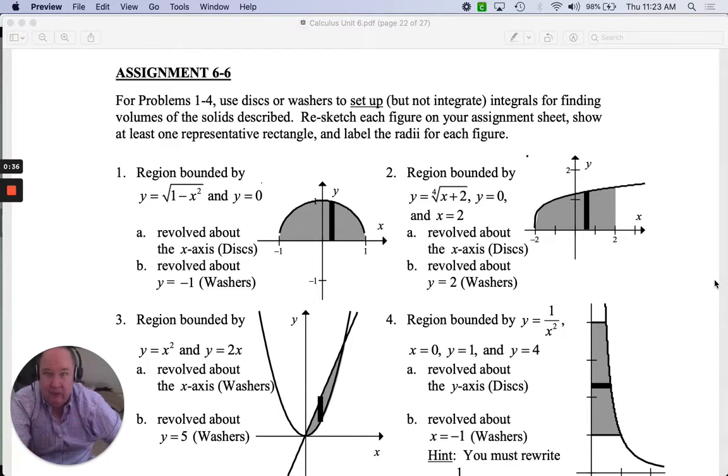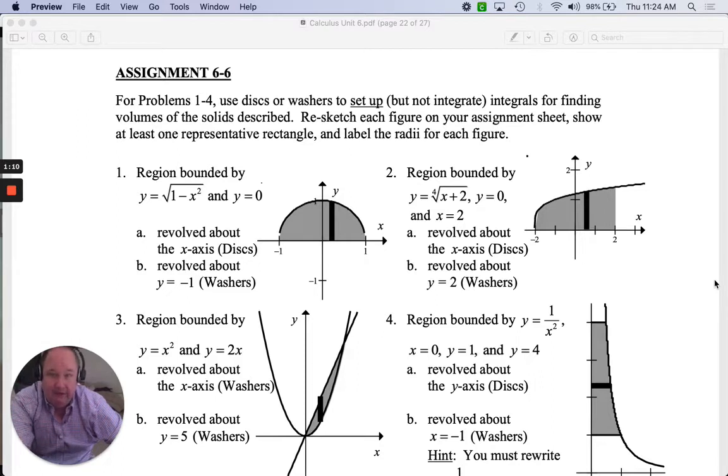up. Cross-section is a circle, so we're going to constantly use pi r squared. And when we set up the integration, pi is always going to be written in front of the integration when we do it. So from problems 1 through 4, use a disk or washer for finding the volumes of the solids described. Re-sketch each figure on your assignment sheet. Show at least one representation of that base and label the radii for each figure.